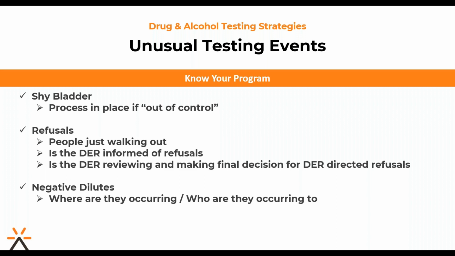And then again, negative dilutes. When are negative dilutes happening? Is it a location like Texas? Negative dilutes probably will happen in the summer in Texas. And who are they occurring to? You might find that you have someone on a follow-up program that constantly has a negative dilute sample. Okay, maybe there's something going on. Maybe that person is still using or whatever they're doing and diluting that sample.